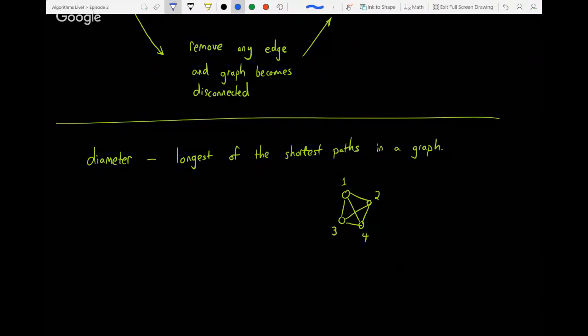So maybe that's my path. You'll notice that's not the shortest path, so that's not what I care about in terms of diameter. A diameter is going to be the shortest path possible, but you want to maximize it. So you want to pick a pair of nodes that are the furthest apart. Maybe if I delete this edge, you'll notice that the shortest path from 1 to 4 is now 2. And so this will have a diameter of 2 in a graph.